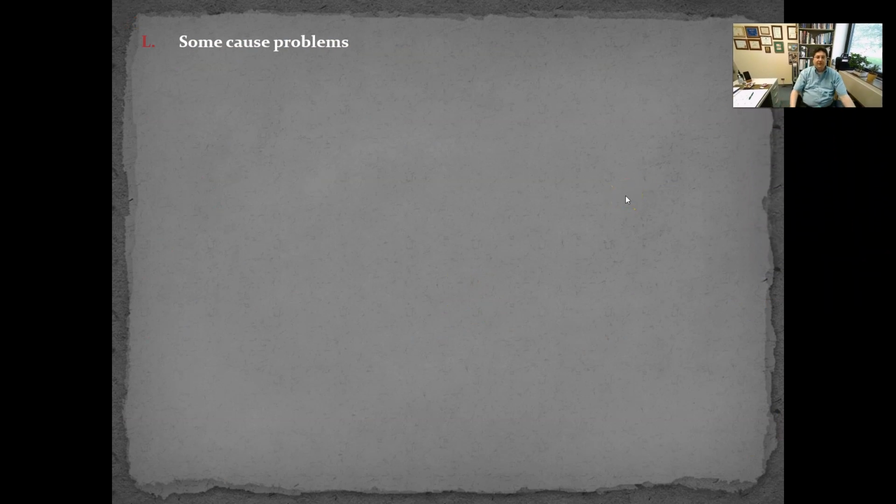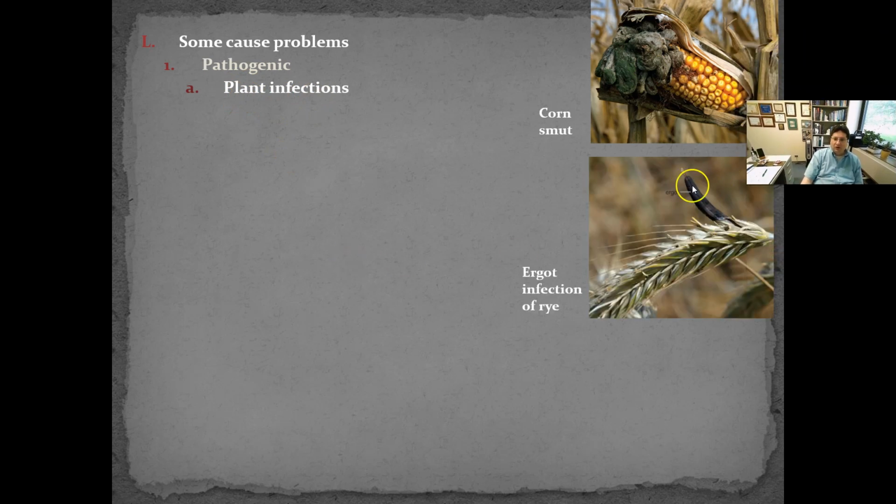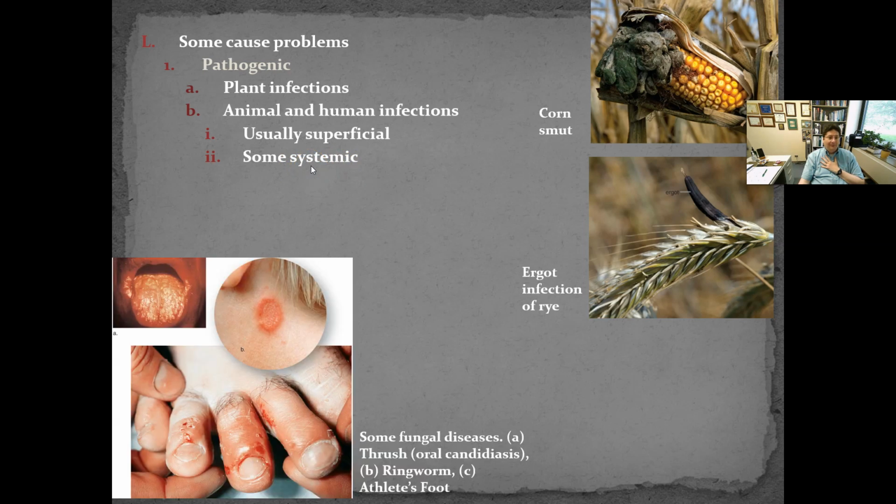Now, that being said, there's always kind of a good and a bad to these microorganisms. Some fungi do cause problems. These would be pathogenic fungi. They can cause plant infections, like this corn smut or ergot infection here of this rye. They can cause animal and human infections. Now, the good news is usually fungal infections are superficial, meaning they're confined to the skin, hair, or nails. Some are systemic. They get into the body, and that's a little bit more serious or a lot more serious.